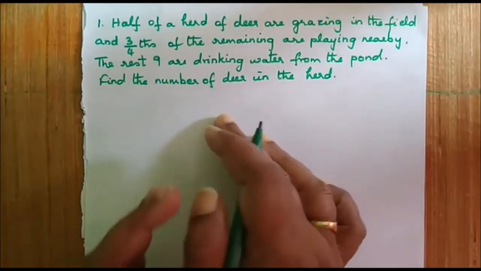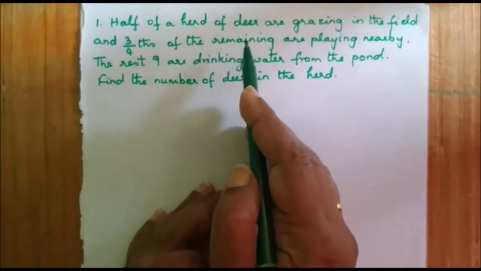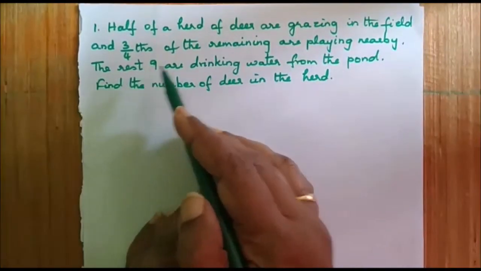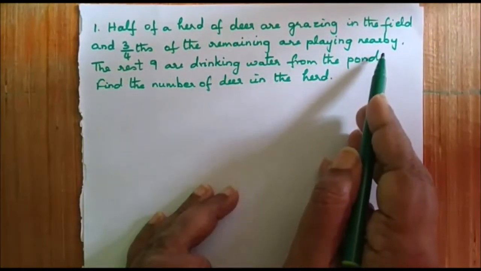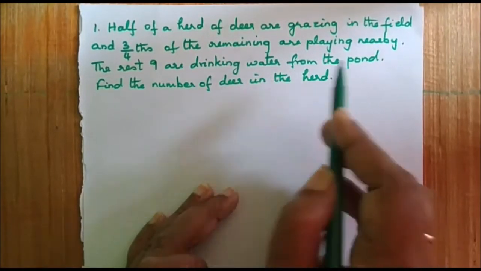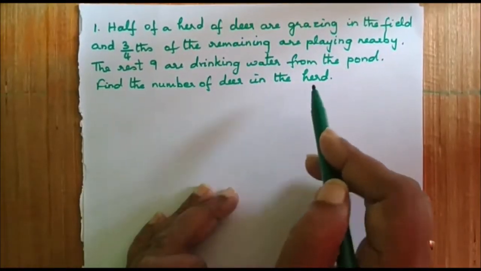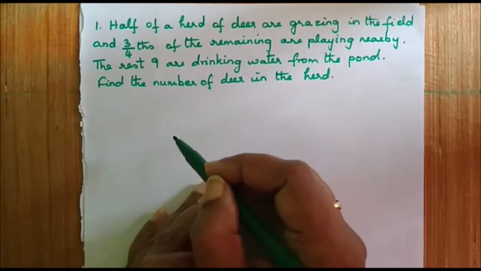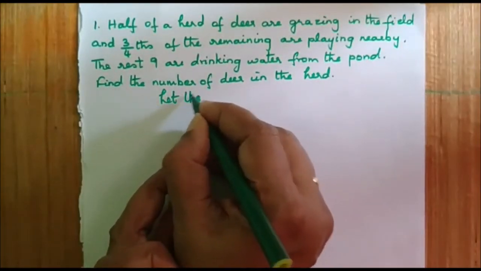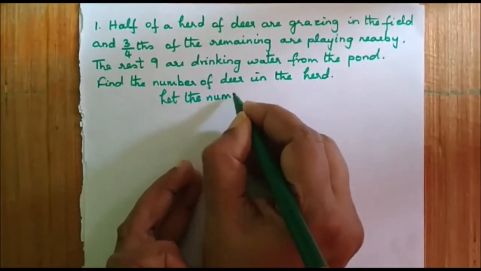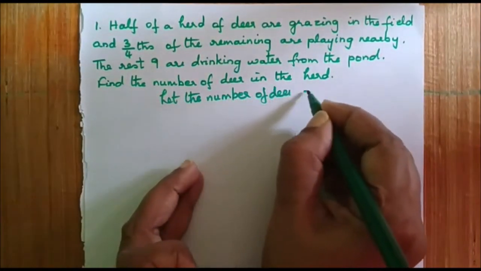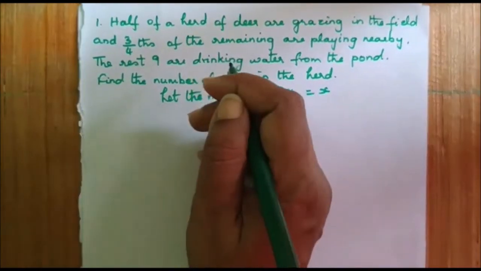Let us solve it. Half of a herd of deer are grazing in the field and 3/4 of the remaining are playing nearby. The rest 9 are drinking water from the pond. Find the number of deer in the herd. Now what do we do is, let us assume the number of deer is equals to x.